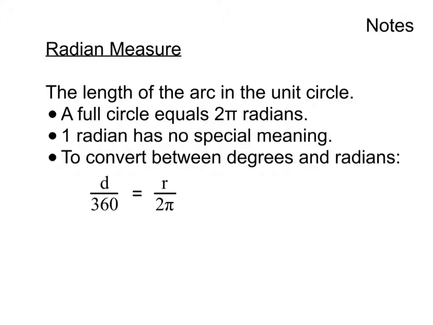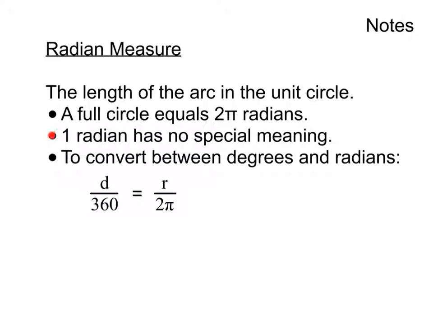So because of that, and I'm jumping down to the bottom here for a moment, that's why in this formula here we have the 2 pi. Because a full circle is 2 pi in radians, and a full circle in degrees is 360 degrees. So that's why we have this formula being what it is.